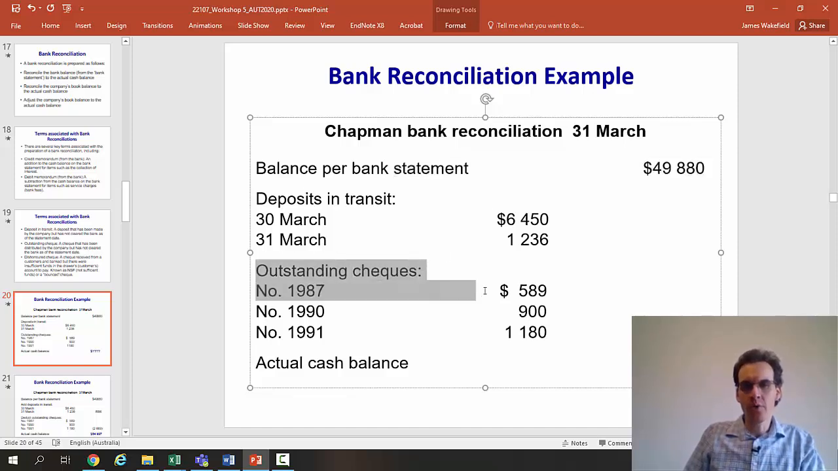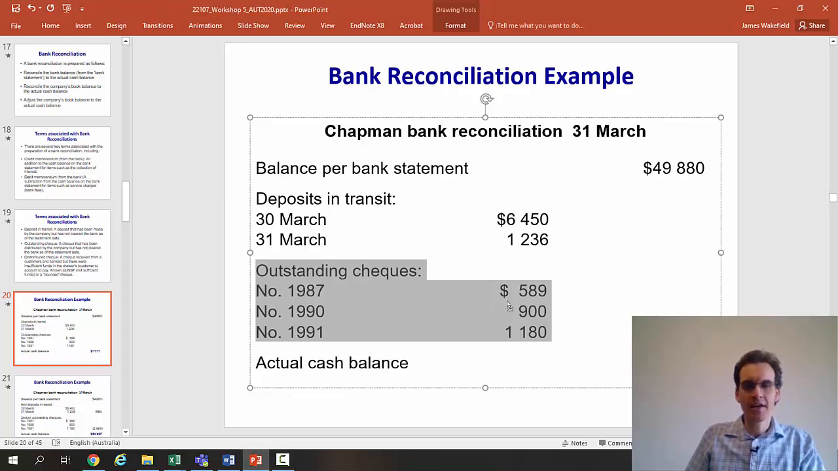We also realize that there are a number of outstanding checks. So these are the checks that we gave to suppliers, to customers, for example, as refunds. And we realize that in this case, they have yet to be withdrawn from our account.